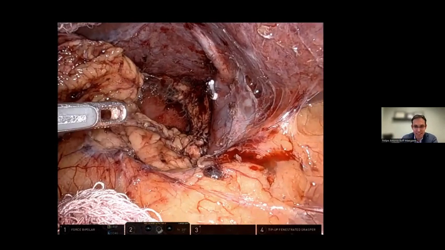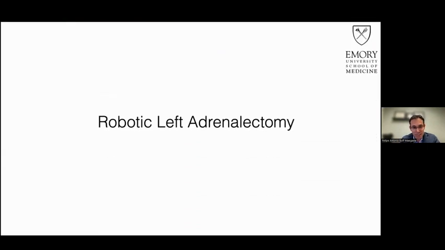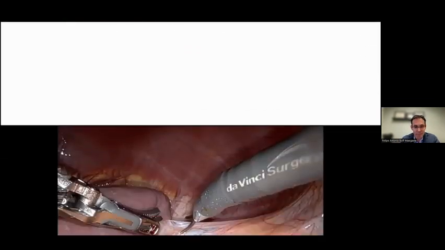So these cases, I think they're more complex. That's where the visualization and articulation help. Now a quick video on the robotic left adrenalectomy.